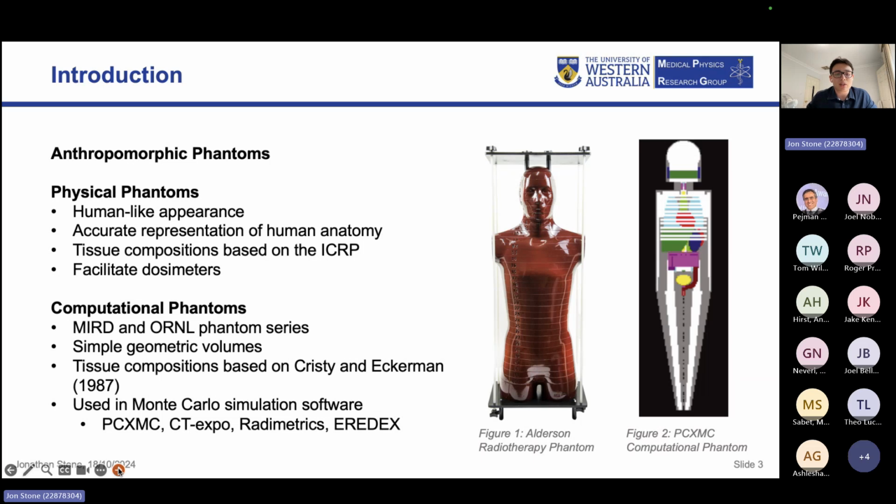The second type are computational phantoms, like the MIRD and ORNL (Oak Ridge National Laboratory) phantom series. These are built from simple geometric volumes using mathematical equations. Quite often the tissue compositions are based on the Cristy and Eckerman 1987 phantom composition. These phantoms are quite often used in Monte Carlo simulation software because of their simple geometry. Some of these Monte Carlo simulation software for radiology include PCXMC, CT Expo, Radimetrics, and Aerodex.